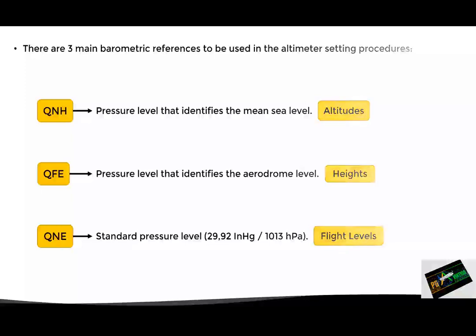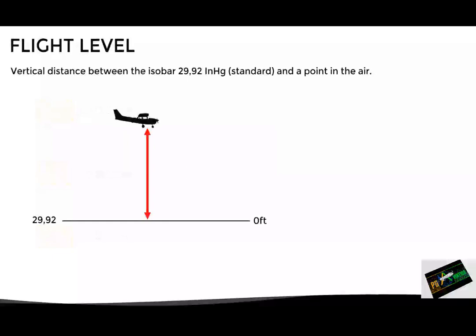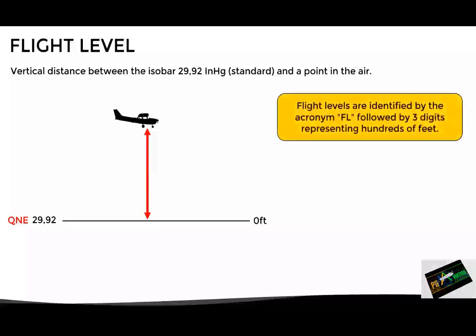With this being said, let's look more in detail at the concept of flight level. The flight level is the vertical distance between the standard pressure level of 29.92 inches of mercury, or 1013 hectopascals, and an aircraft in flight. In other words, the altimeter will indicate the current flight level, as long as the QNE is set as the barometric reference. Something important to mention is that flight levels are identified with the abbreviation FL, followed by 3 digits which represent hundreds of feet.